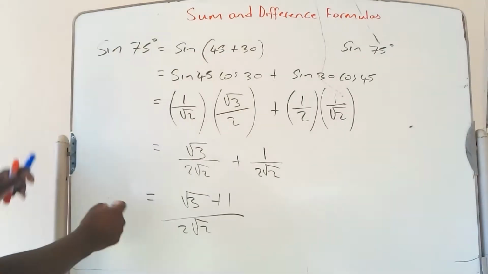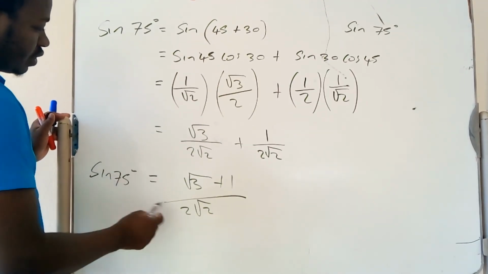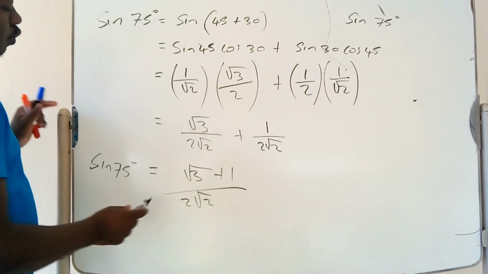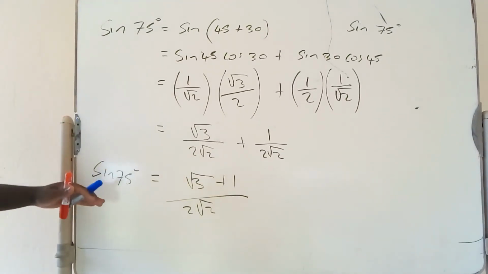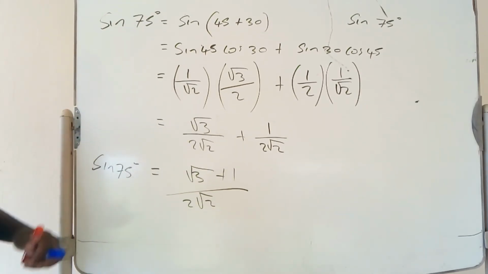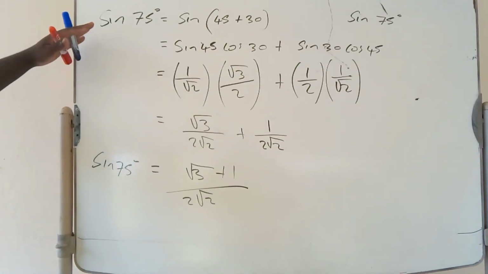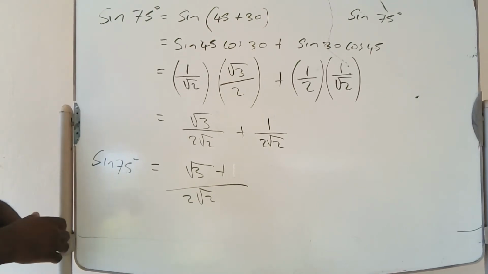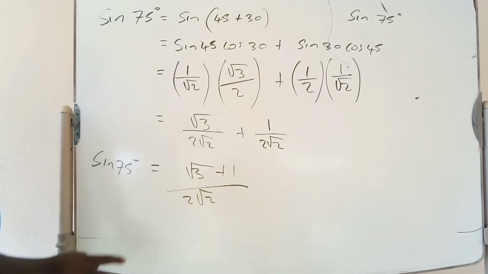So therefore, we can say that sine 75 degrees is equal to root 3 plus 1 over 2 root 2. And note here that sine 75 is equal to cos 15. Why? 75 and 15 are complementary angles. And we know from my previous video that whenever you have the sine of an angle and the cos of another angle, and those two angles add up to a complementary angle, then the result is the same. So both answers are the same.